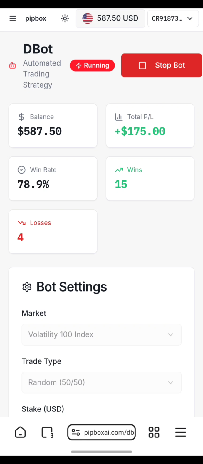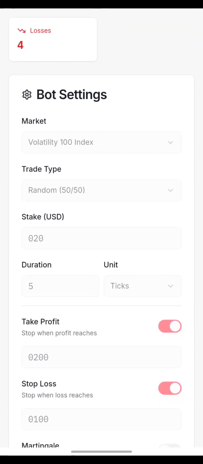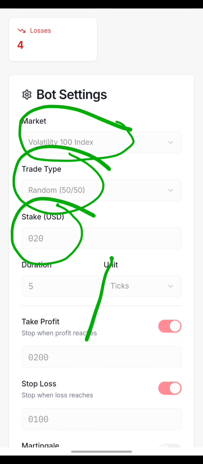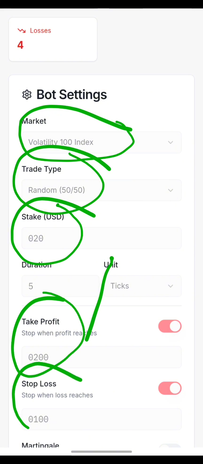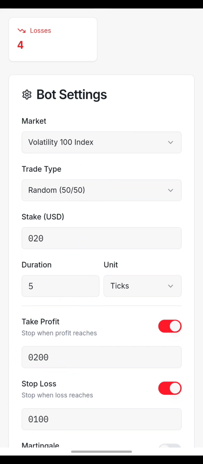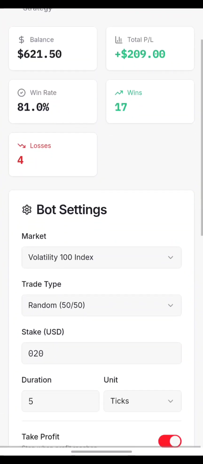And that is why all I have to do here is just choose my market, the market that I want to trade, choose my trade type, choose the stake that I want to stake, and choose my take profit and my stop loss as well. That's all I have to do. Even if you don't have any idea about the Deriv and all that, you can't be in a position not to set all that.